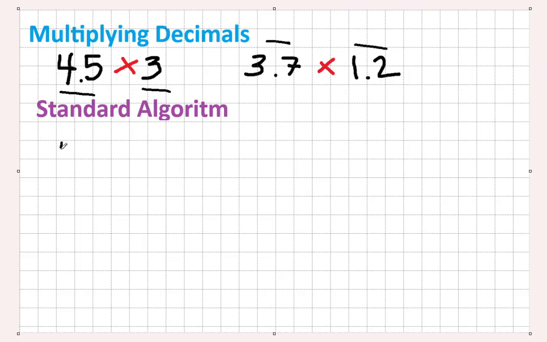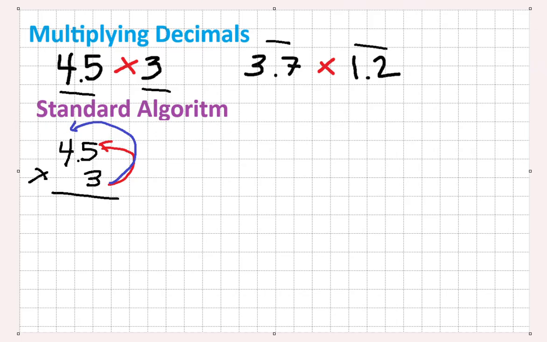So I'm going to write, for example, 4.5 times 3. Notice that unlike addition, the decimal points here don't have to be aligned. In addition, they do, but not in multiplication. So now I'm going to proceed with this, and I'm going to first multiply 3 times 5, and then I'm going to multiply the 3 times 4.